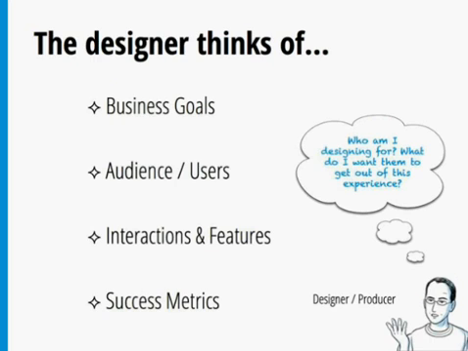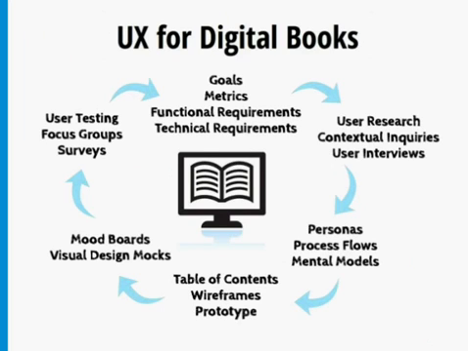And so this process for UX design for digital books looks very similar to the process of UX design for the web or for software. First, you must think of your goals. What do you want to get out of this book? You have to determine success metrics, and you can test them. They can be data-driven. Maybe it's a certain number of readers. Then you need to determine your functional requirements and your technical requirements.